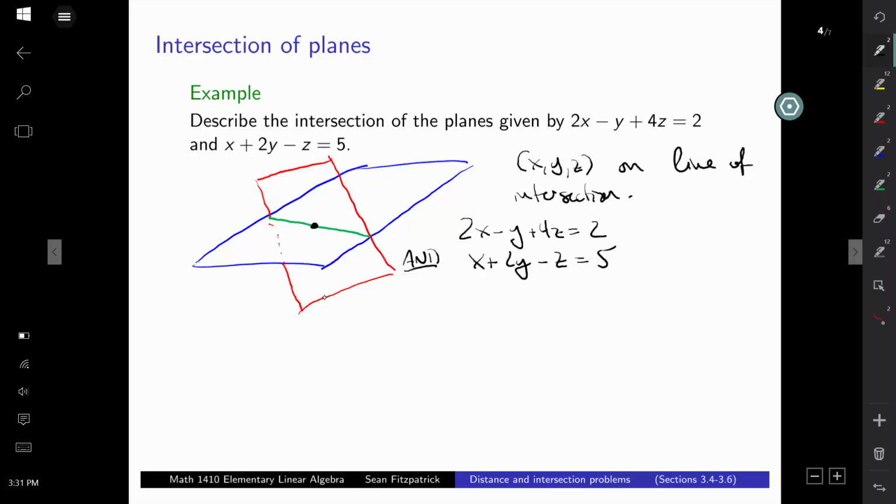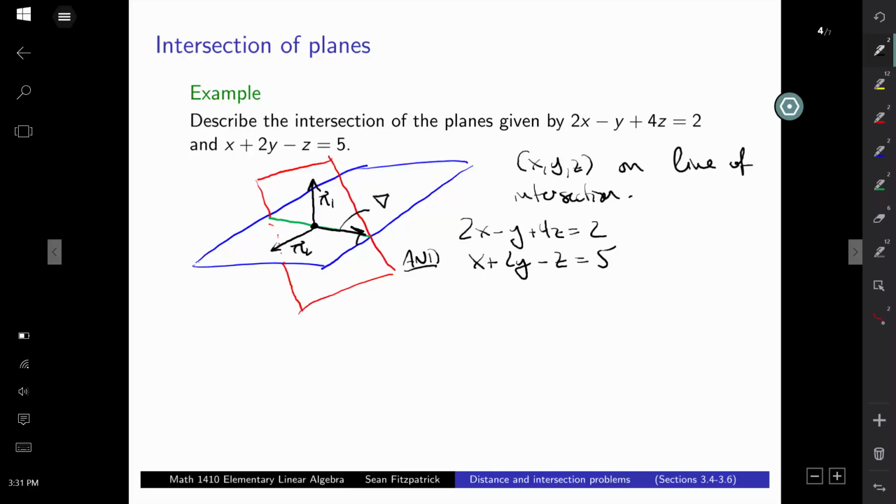I could find the normal vector for the first plane, normal 1, and the normal vector for the second plane, normal 2. And once I had those, I could use them. So I said, well, that line is parallel to both planes. Parallel to both planes means perpendicular to both normal vectors.